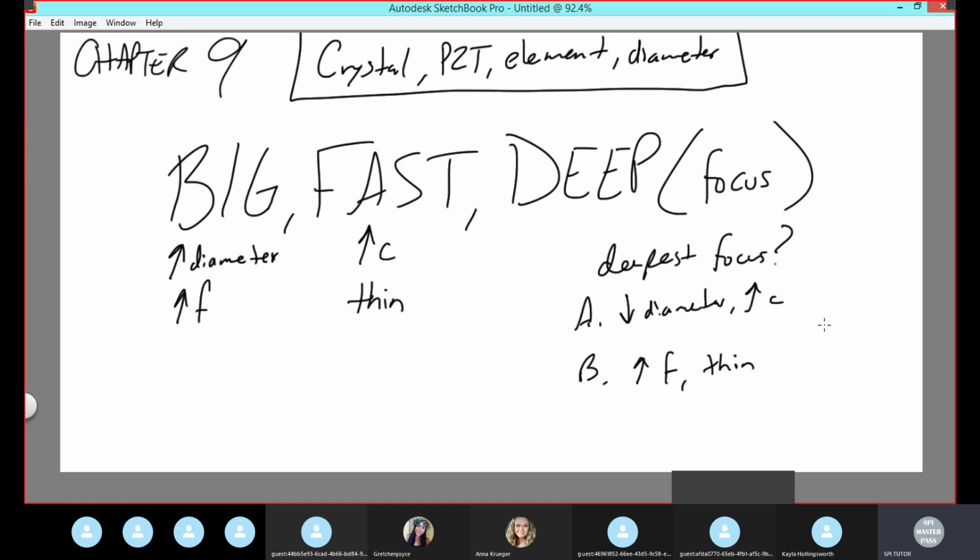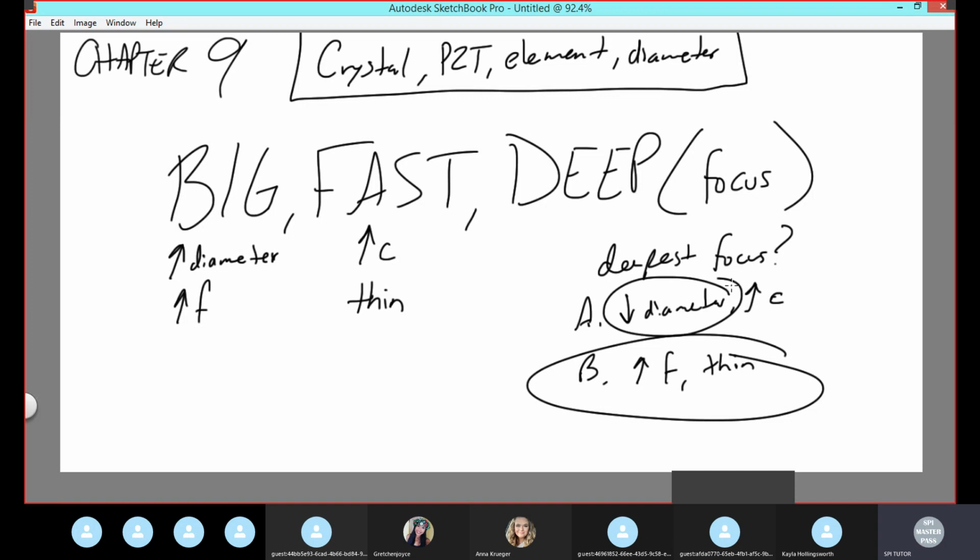And all you have to do is big, fast, deep. Right here, this combination will give me a deeper focus. Because if I pick A, yes, higher propagation speed will give me a deep focus, but this small diameter will cancel it out. Because what I'm looking for is a big diameter. Okay, so we just cancel it out.